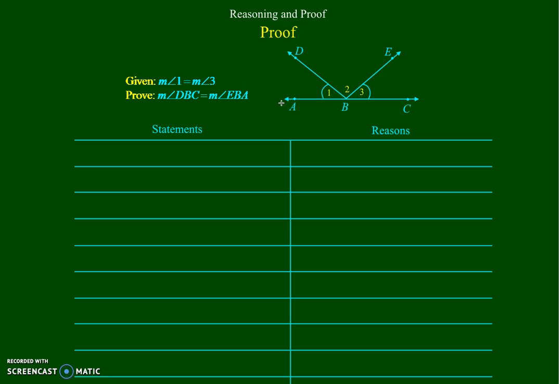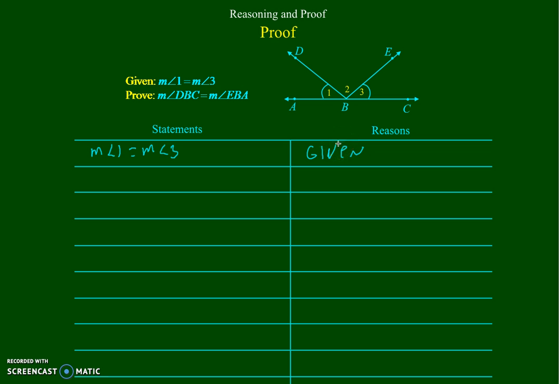So let's start off. I usually like to start with my givens. It's not necessary, but I like to do that to get it out of the way and put my information down right up front. So I'm going to start out by saying the measure of angle 1 equals the measure of angle 3, and that's my given information. So I put my statement and my reason. Again, I knew that I was given this information, so this statement is driven by that reason.